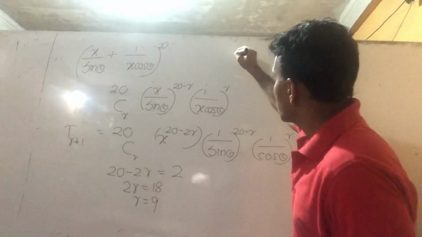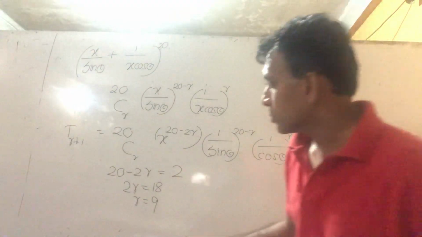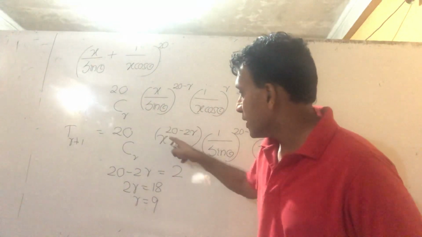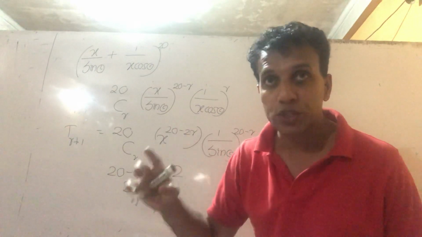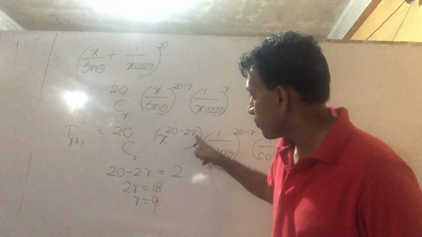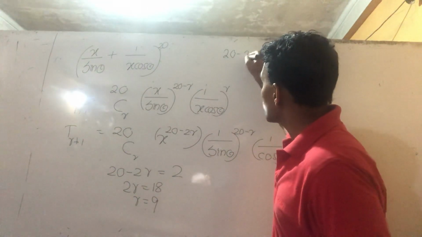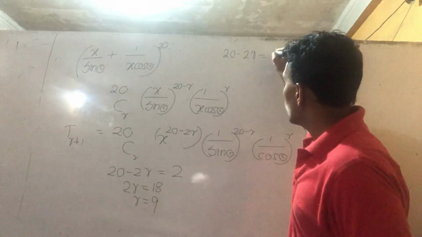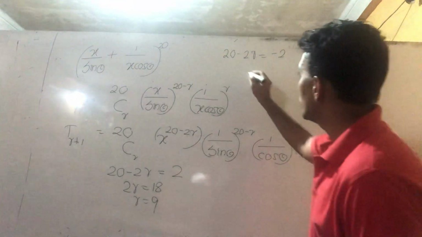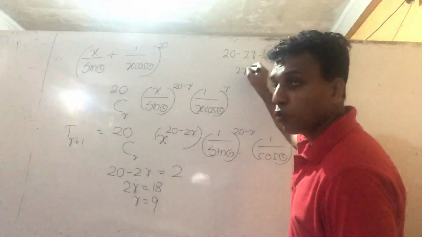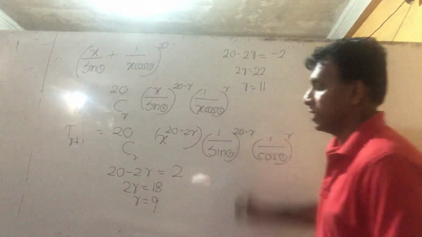Therefore, we can write that, or we come to the other part and come to the answer. Find the power minus 2 of x. To find the power of x minus 2, 20 minus 2r is equal to minus 2. Therefore, find the r value here: 2r equal to 22, so r equal 11, right?